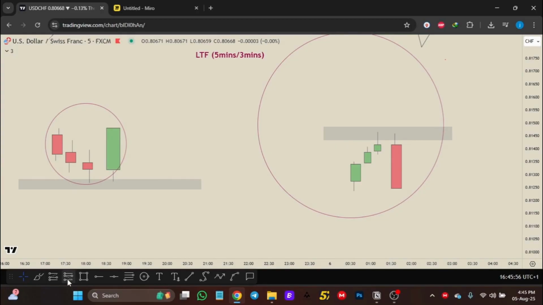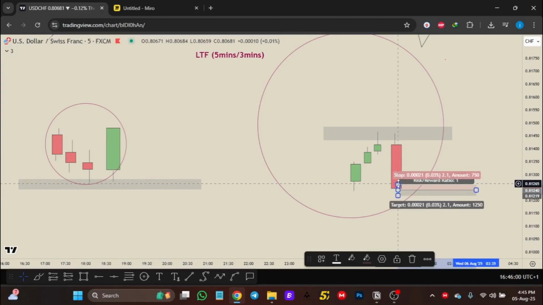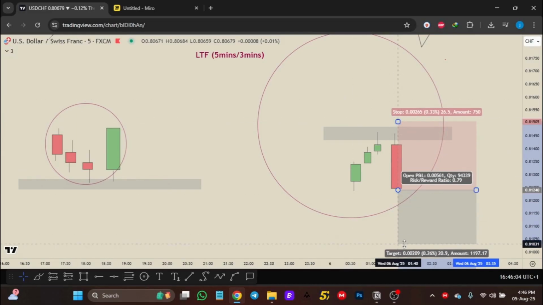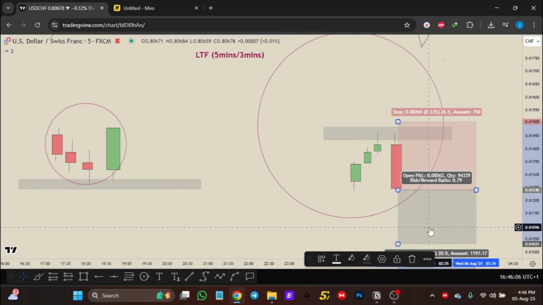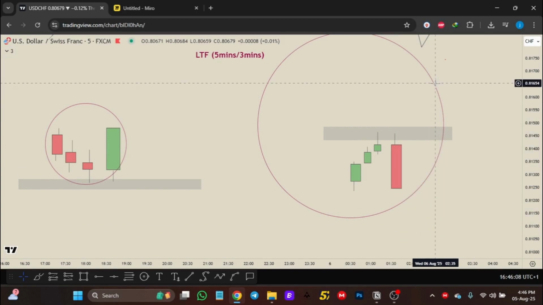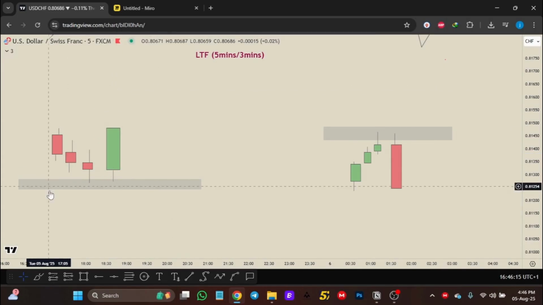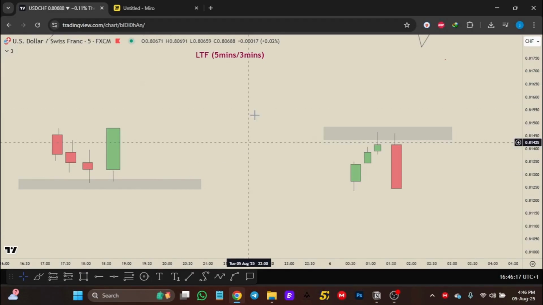This is where you will take your trade. When this candle closes, you just take your trade, put your stop loss above that point, and then you take your sell, right? So that's it, guys. The strategy is not difficult. It's that simple. If you're confused about the whole thing, please just rewatch this video.